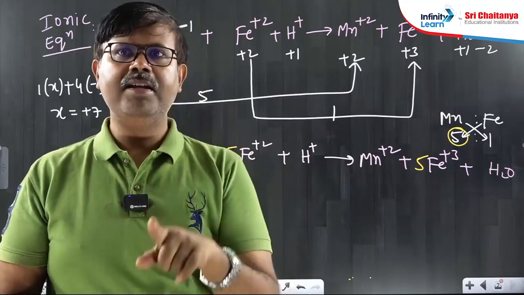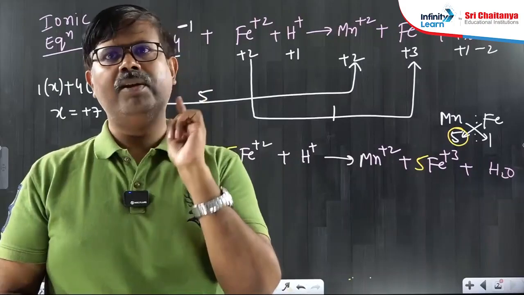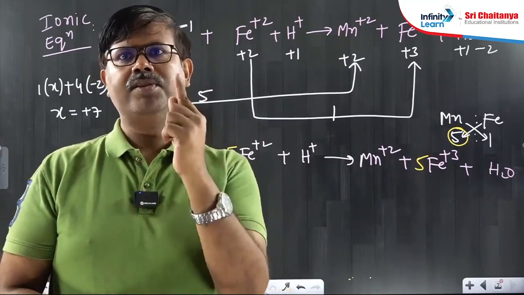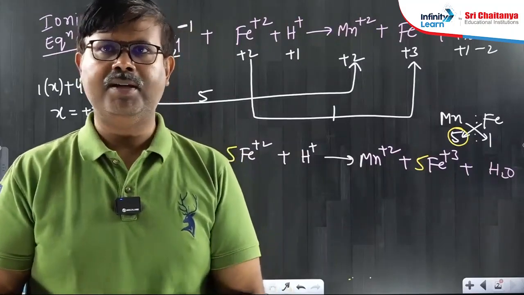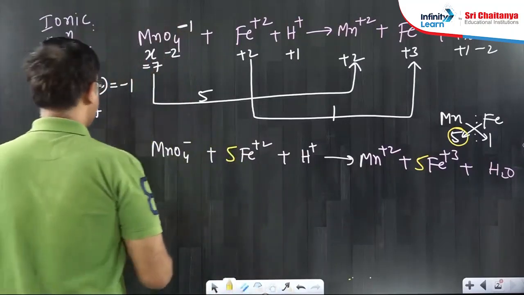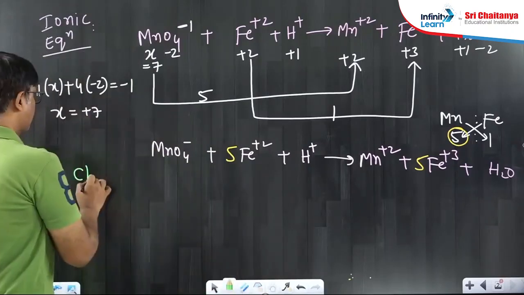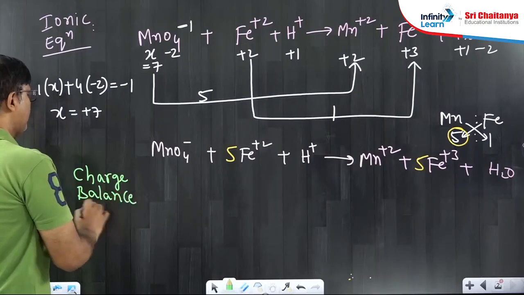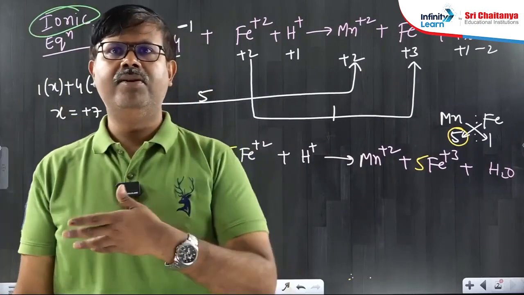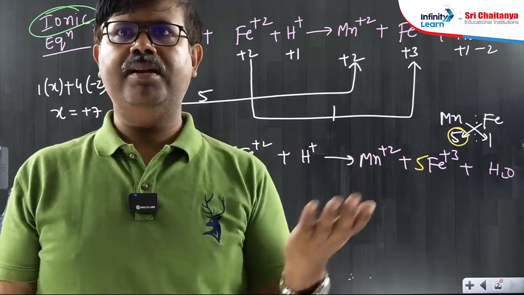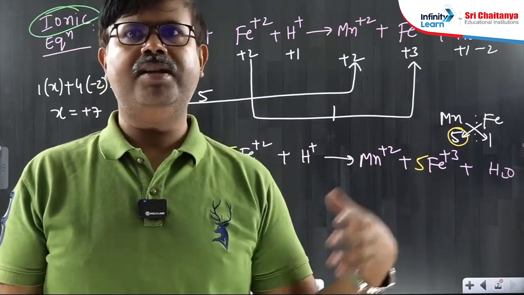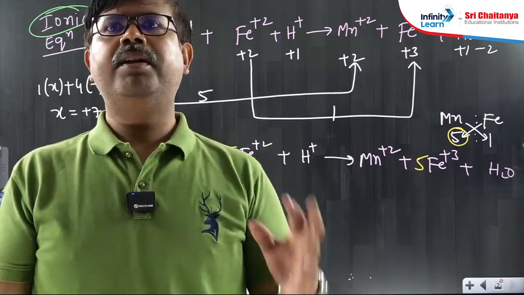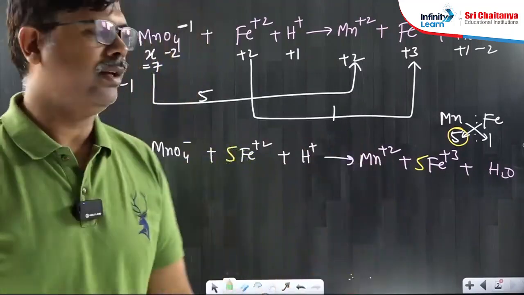But now in the ionic equation, one more step will be there, before the last step of balancing the other elements. What is that? Charge balance. Remember, this step is involved only in the ionic equation when ions are there. If it is all neutral compounds, then no need of this step. Already the charge on the left side will be 0 and on the right side 0. 0 is equal to 0, already the charge is balanced. But in ionic equations, only this step we have to take care of.